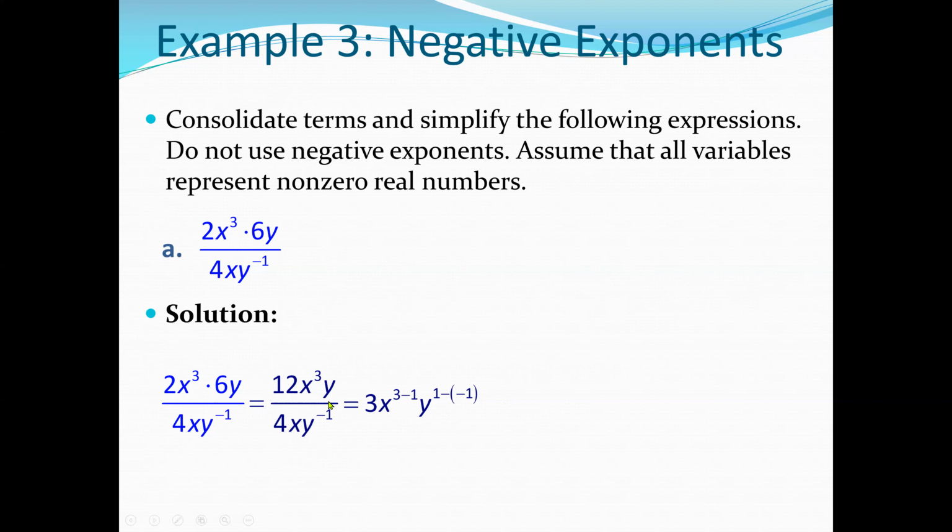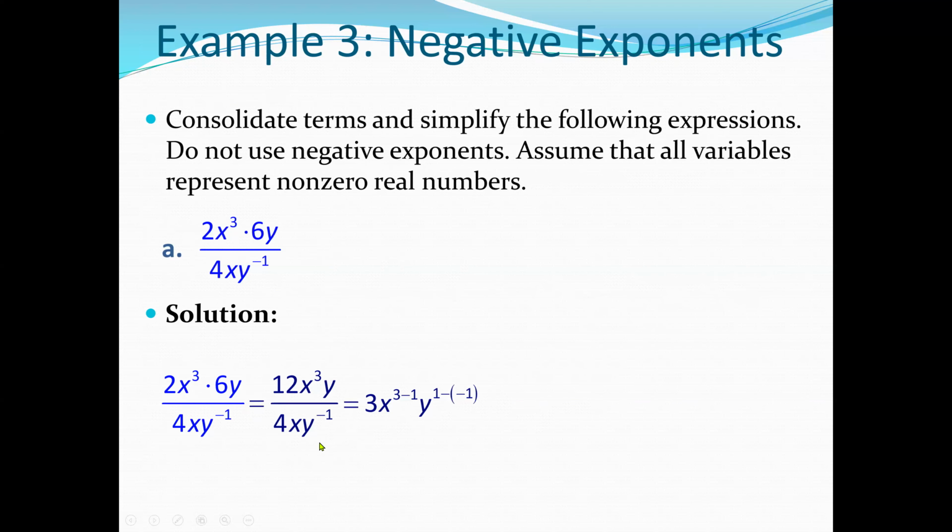Then we bring everything up. First of all, 12 and 4 we can cancel, so 4 will go into 12 is 3. Then I have s to the power 3. The down is 1 and is dividing, so it will be 3 minus 1. Then we have y to the power 1. The down is negative 1 and is dividing, so it will be minus negative 1.